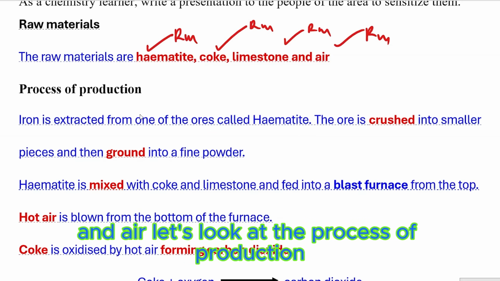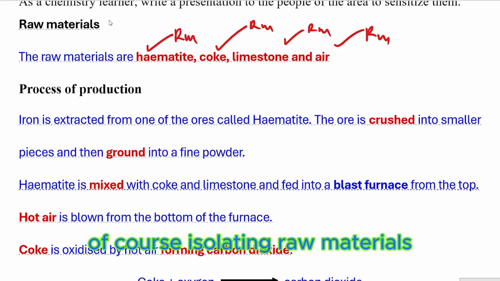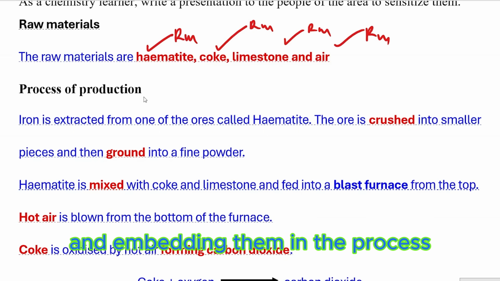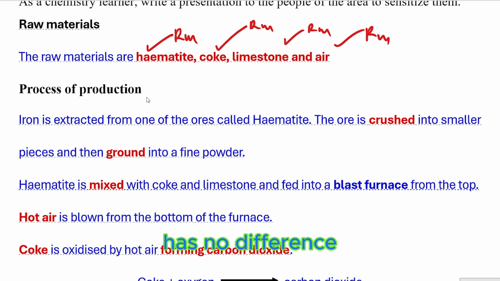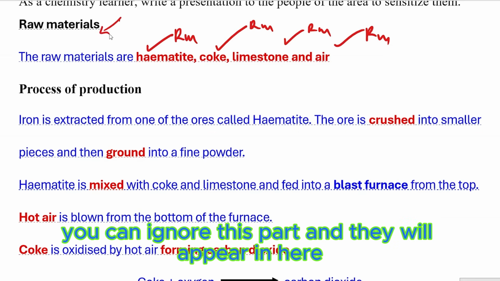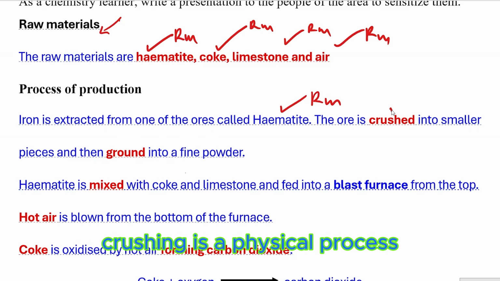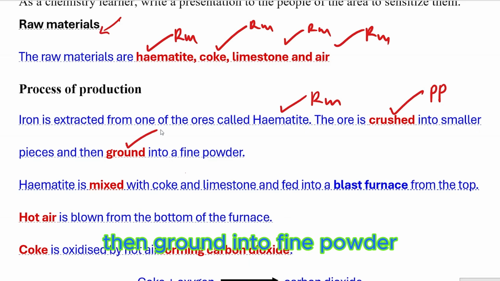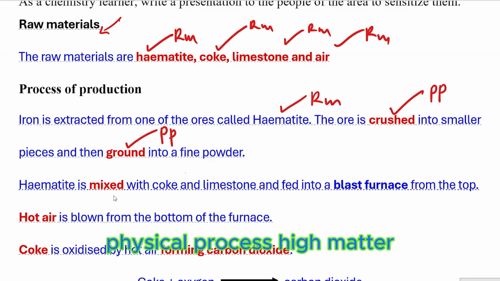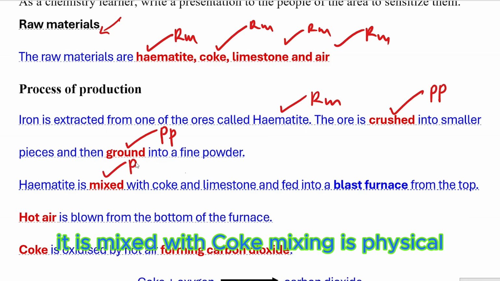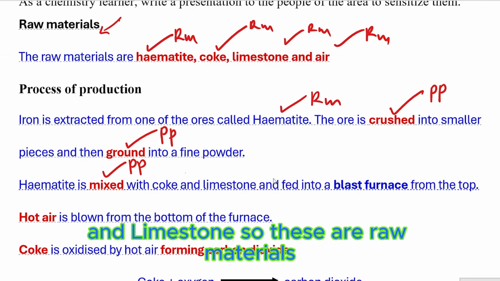Let's look at the process of production. Of course, isolating raw materials and embedding them in the process has no difference. You can ignore this part and they will appear in here. They will be squared. Iron is extracted from the ores called hematite. That's a raw material. Crushing is a physical process. Then ground into fine powder, physical process. Hematite is mixed with coke. Mixing is physical. And limestone. So these are raw materials.